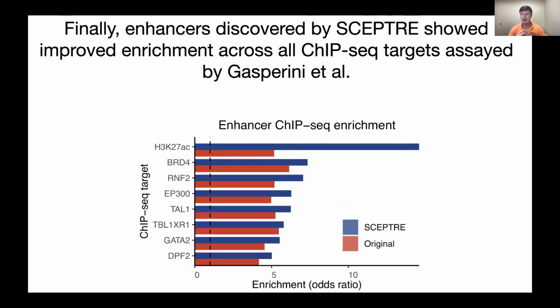And finally, we looked at ChIP-seq data. Basically, we're looking at the enrichment of enhancers discovered by either method on 8 ChIP-seq targets. And what we see is that the enhancers discovered by Scepter demonstrate greater enrichment on these 8 ChIP-seq targets associated with enhancers. I'll just mention here that the ChIP-seq targets that we're looking at are the same ones that were examined in the original paper. So basically, we replicated the analysis of the original paper to compare the two methods.